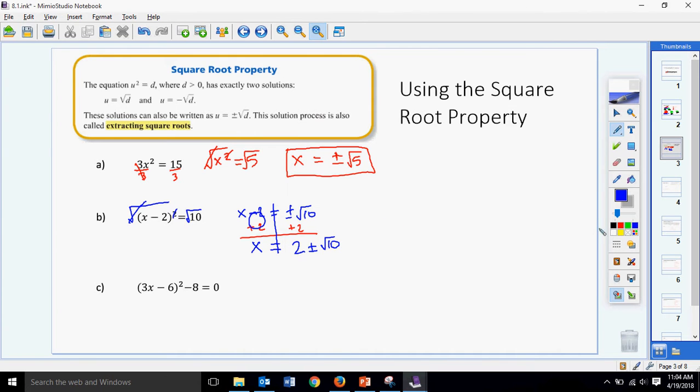Now, like I was saying earlier, if you type these into your calculator, you're going to type in 2 plus the square root of 10, and it's going to be about 5.16. If you type in 2 minus the square root of 10, it's going to be about negative 1.16. So these are two different answers. This represents two solutions for x.